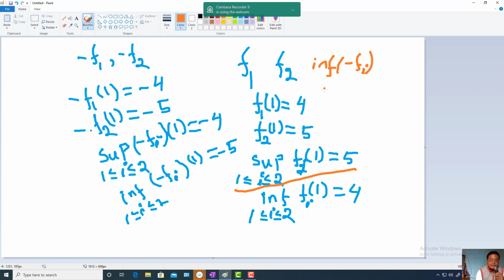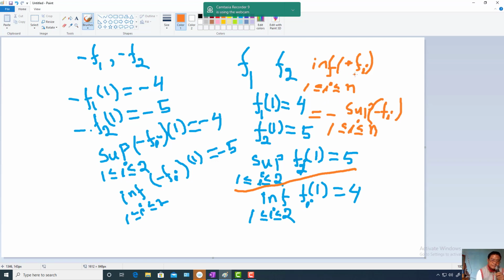Let us talk about n. For any n, the infimum of fi, with i running from 1 to n, is equal to minus of the supremum of minus fi. So the infimum of a sequence of functions is equal to minus of the supremum of minus fi. This equality you get, and from this example you clearly see it.